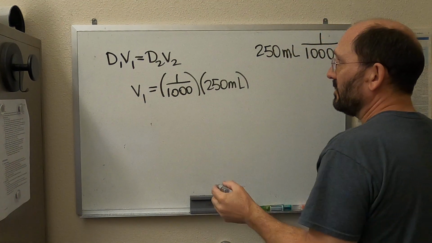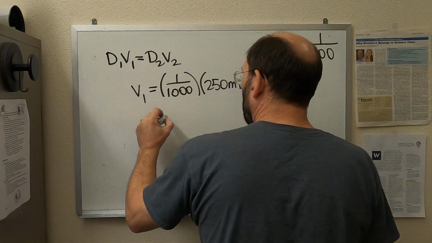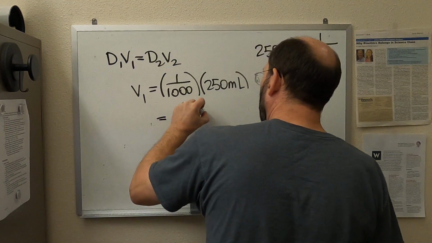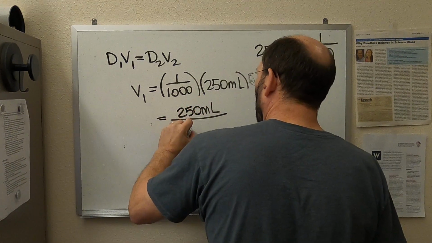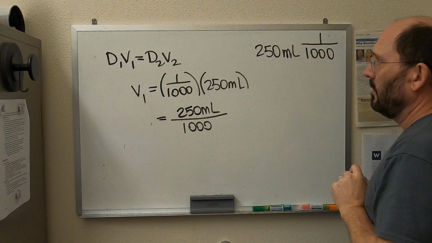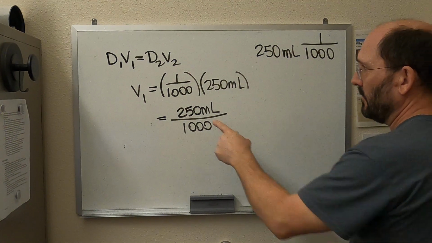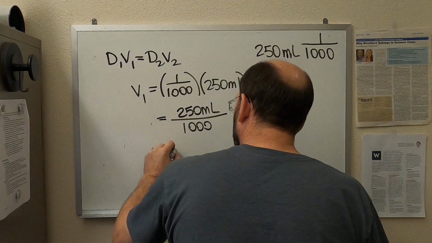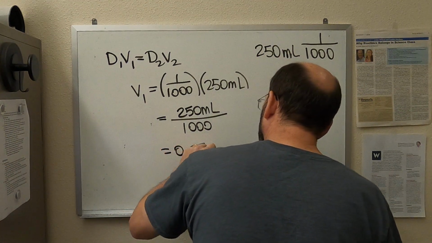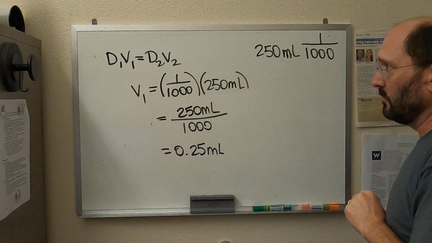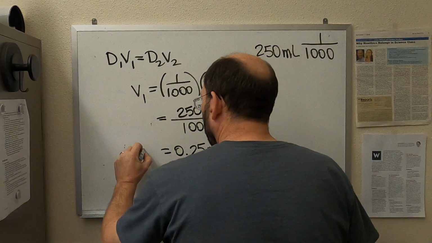So our V1 is going to be 250 milliliters divided by 1,000, is the way that that is going to be set up. So 250 divided by 1,000 is going to be 0.25 milliliters of our stock solution as V1.